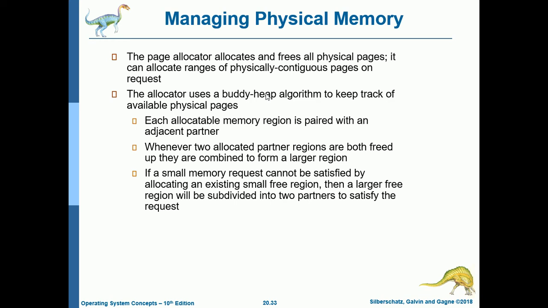Each allocatable memory region is paired with an adjacent partner. Whenever two allocated partner regions are both freed up, they are combined to form a larger region. If a small memory request cannot be satisfied by allocating an existing small free region, then a larger free region will be subdivided into two partners to satisfy the request.